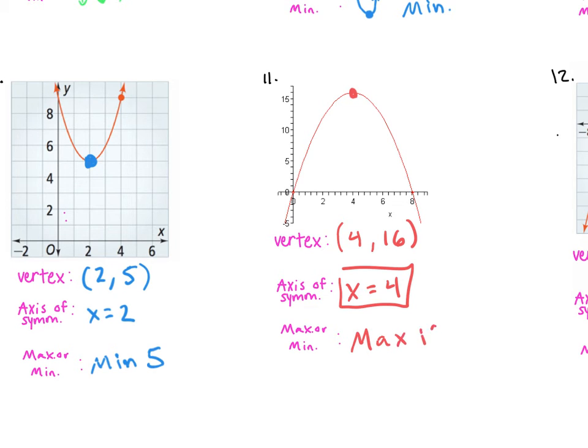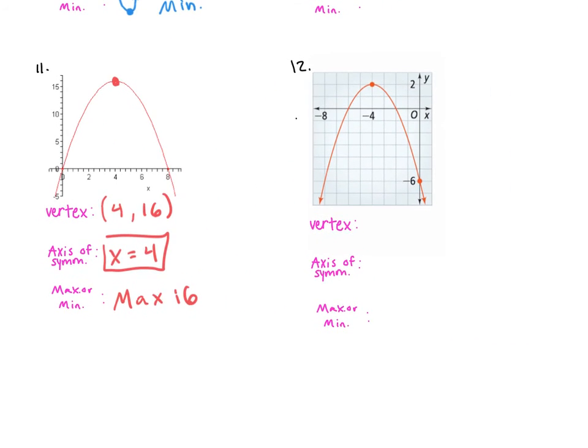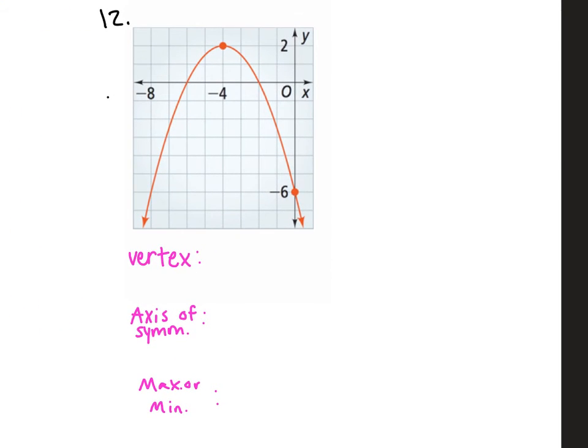All right, next. What's our vertex? Negative 4, 2. And then what's our axis of symmetry? X equals negative 4. And is this a max or min? And what's the value of our max? 2.